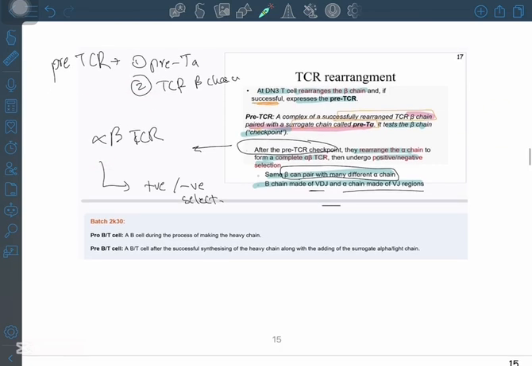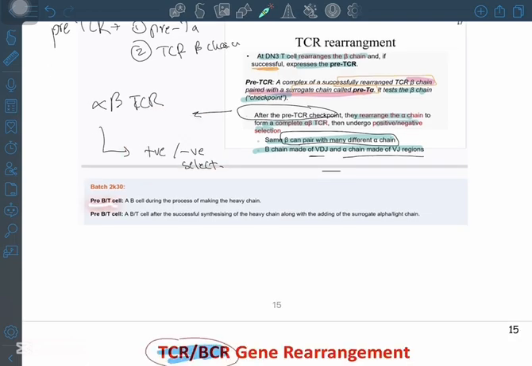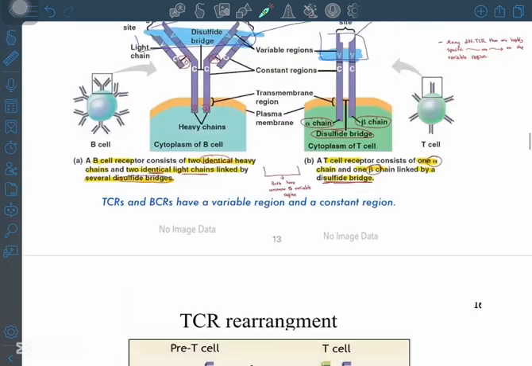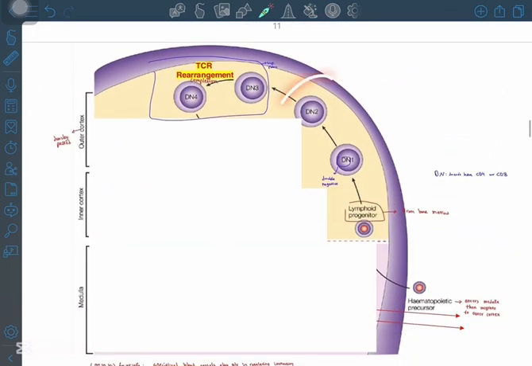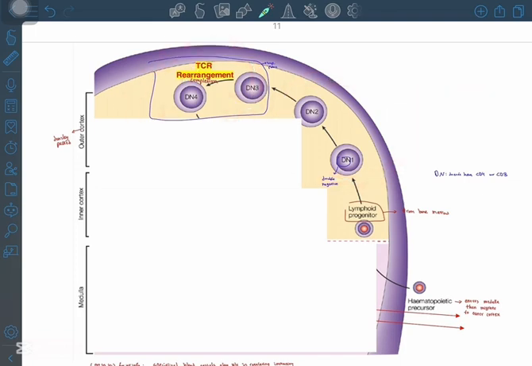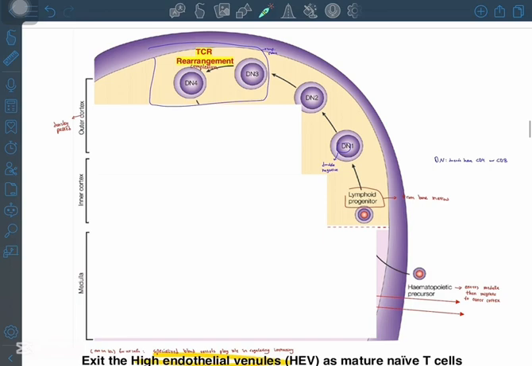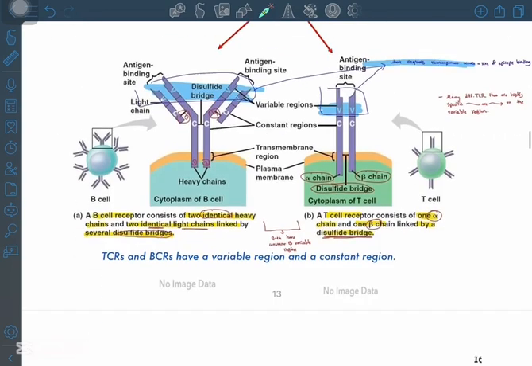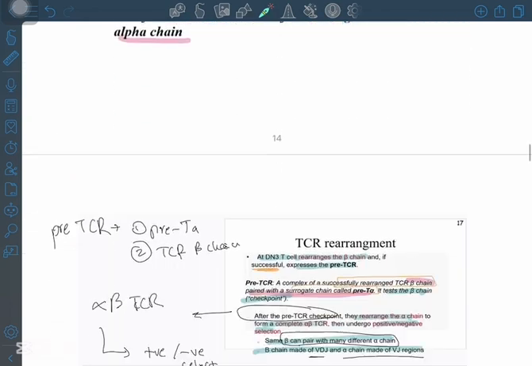Now, after that, it will undergo positive and negative selection. Now, there's a difference between a pro-T cell and a pre-T cell. I can give you an example from here. It's basically DN1, DN2 is the pro, all right? And DN3, DN4 is the pre. Pro is earlier than pre, because in pro you still don't have the TCR. In pre, at least you have the beta chain and you have a surrogate alpha light chain.